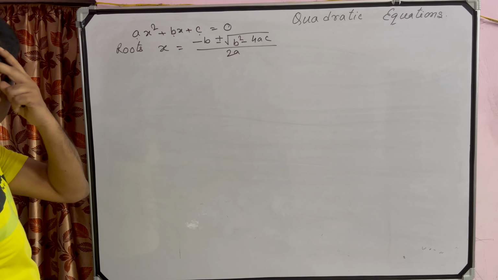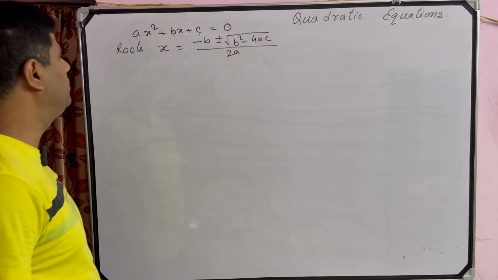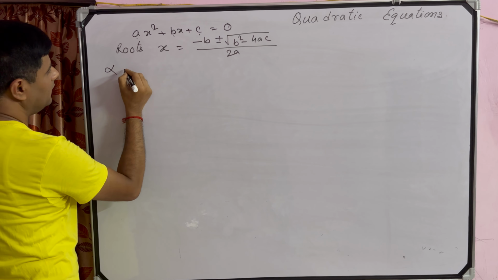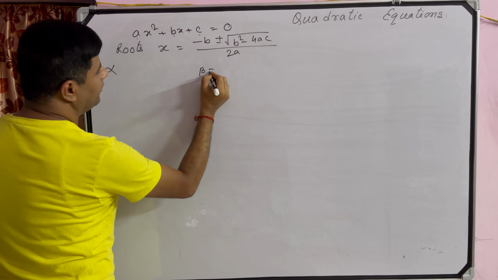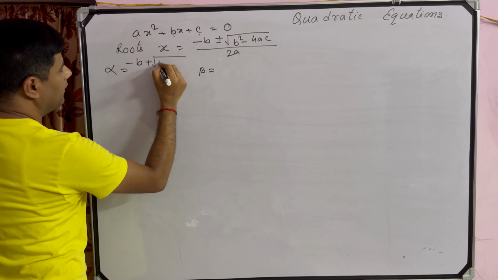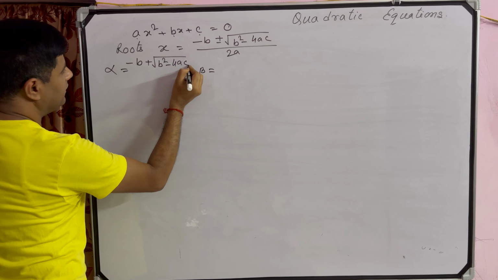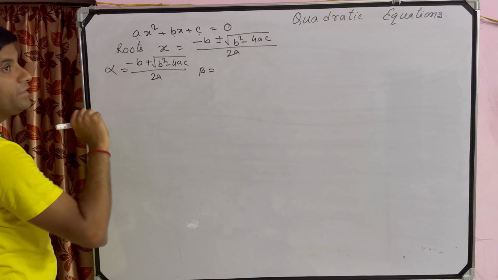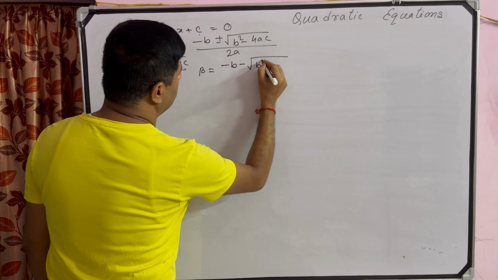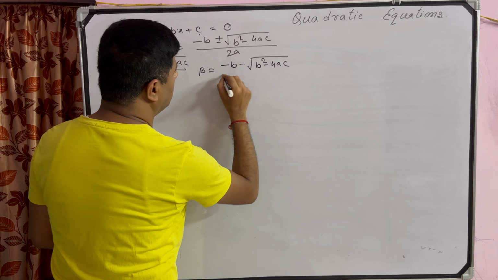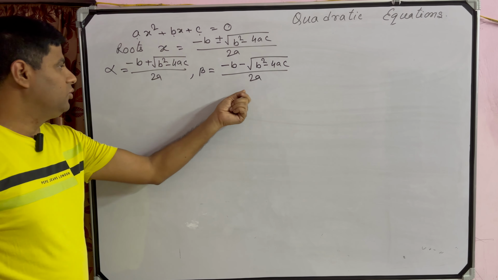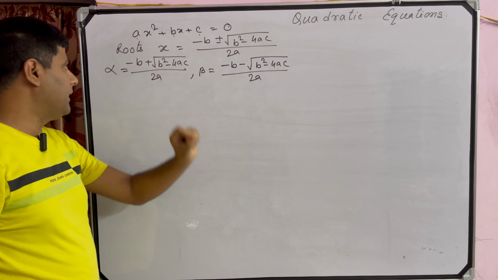As I told you, a quadratic equation always has two roots. Suppose they are alpha and beta. Alpha can be taken as minus b plus root over b square minus 4ac by 2a. If I have taken plus here, then it will be minus here: beta is minus b minus root over b square minus 4ac by 2a. Look at these two. The only difference is plus here and minus here.